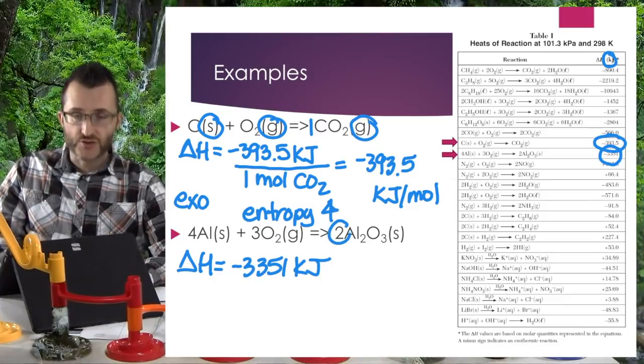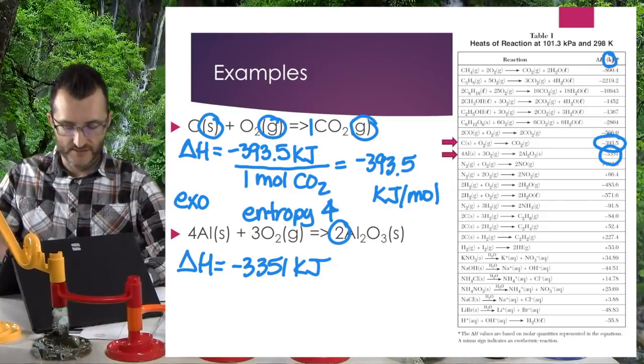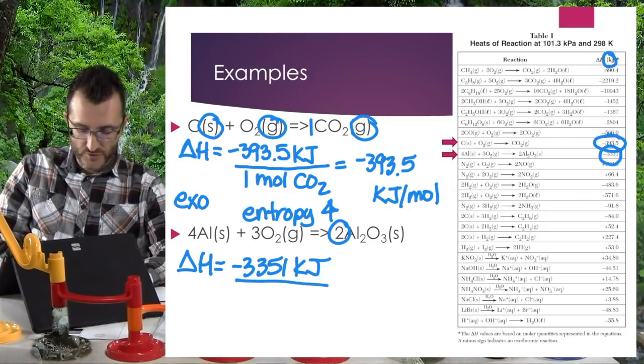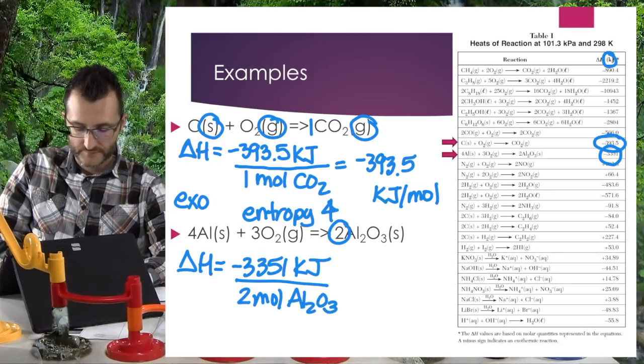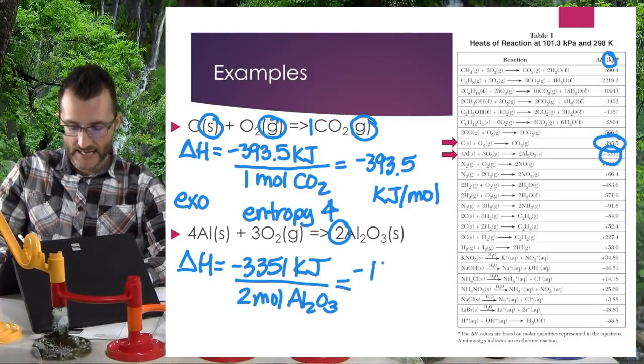Well, it looks like there's a 2 in front of the product Al2O3, so I think I have to divide by 2 moles of the Al2O3. Very good. You have to be careful here because not all of these are in 1 mole. Right. So when I do that, I get negative 1675.5 kilojoules per mole. All right, good.